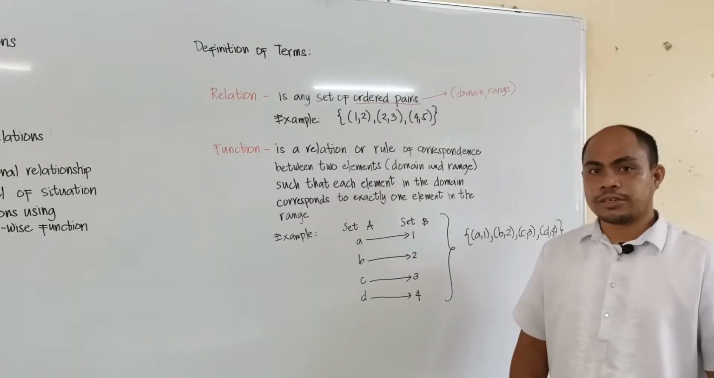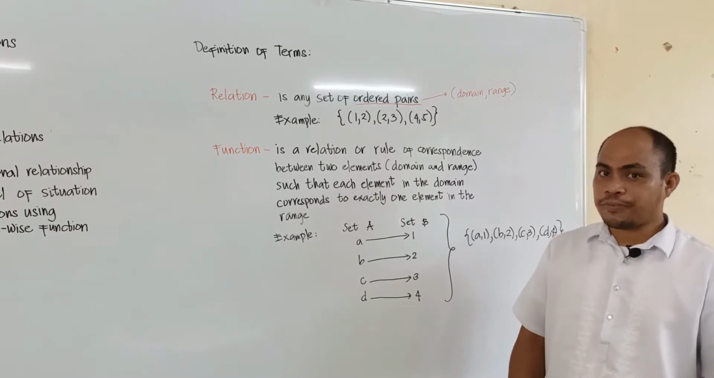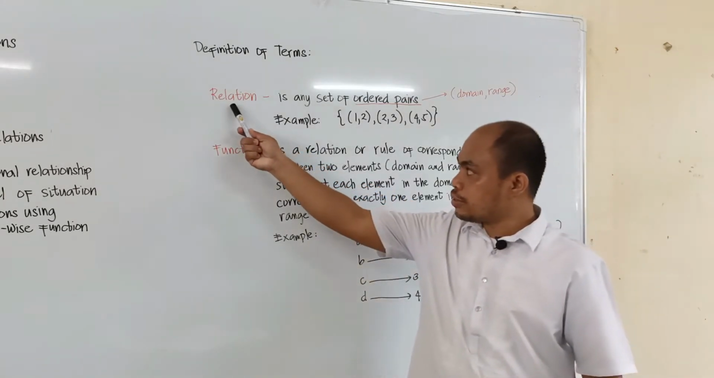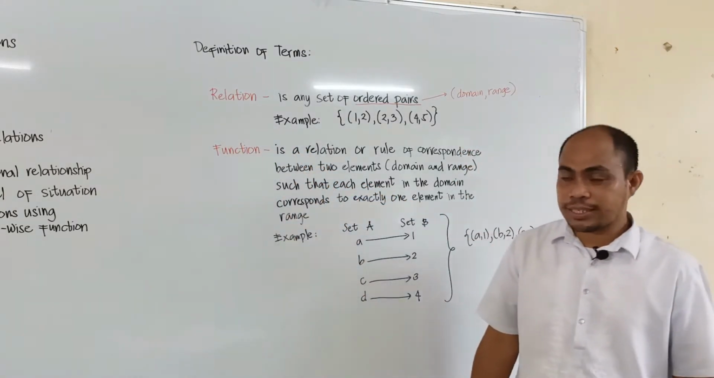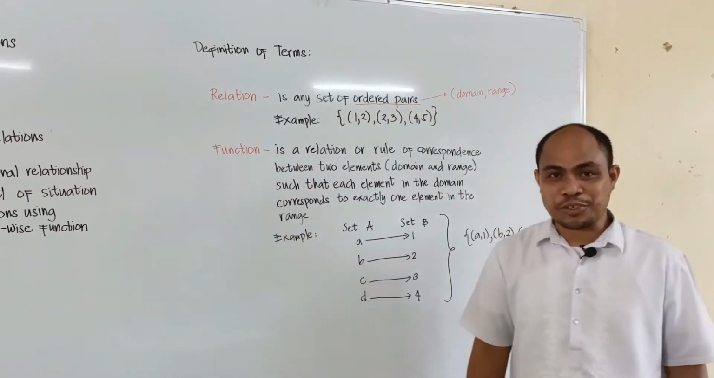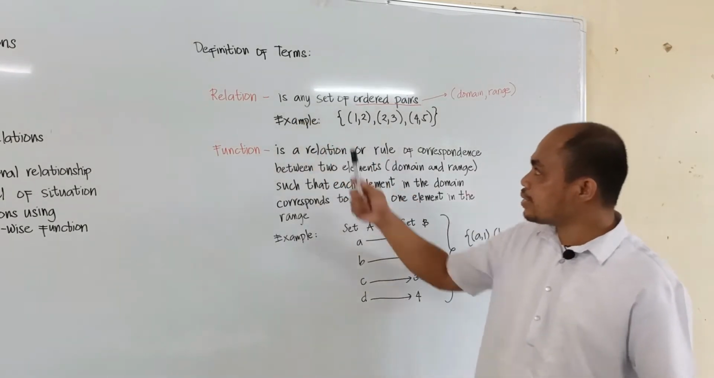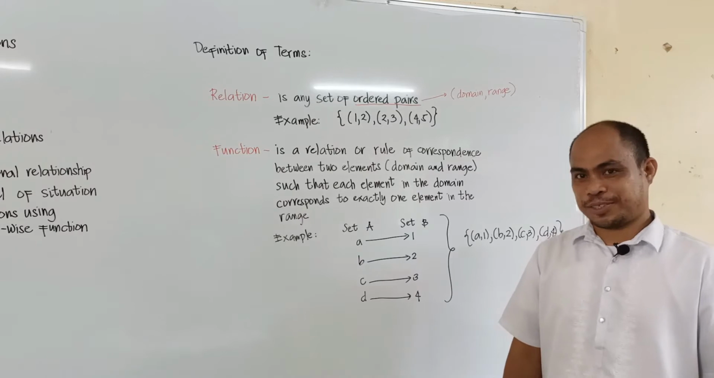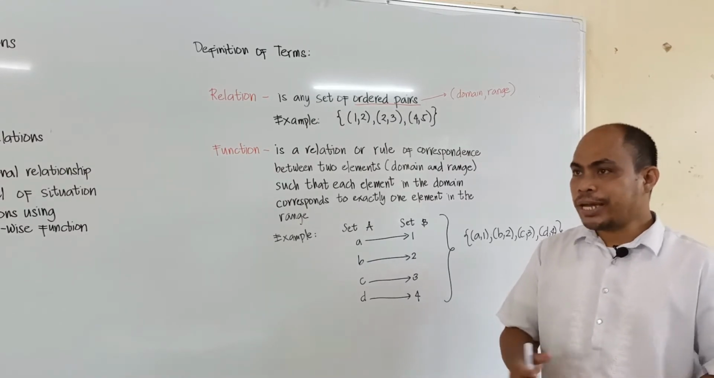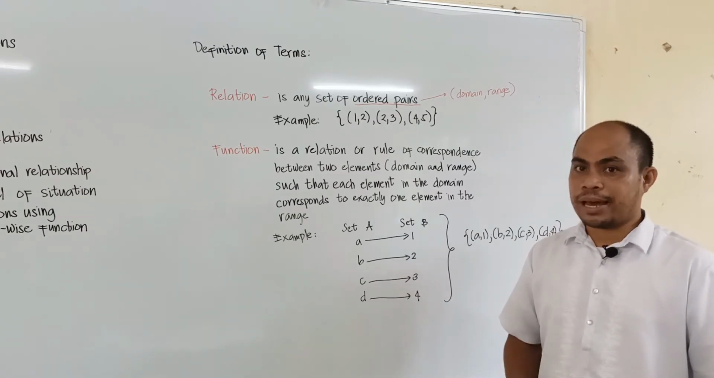To understand further the different terms used in our topic, let's try to define some of them. We have relation, which is very common for us, and of course, function. So what is relation? Relation is any set of ordered pairs. The relationship you have is different from the relationship in mathematics. But they have some similarity.